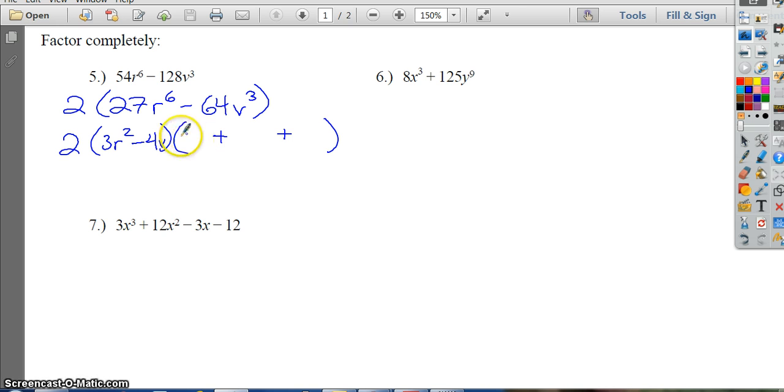So 3 times 9 is 27, and r squared times r to the 4th is r to the 6th. Going after this blank, 4 times what is 64? 4 times 16, b times b squared is b cubed. Get my middle, multiply these two. So that's 12r squared b.